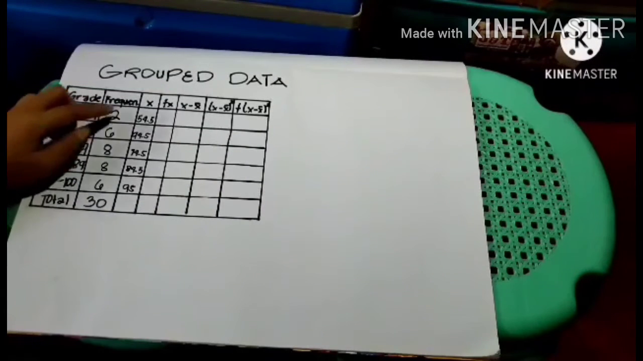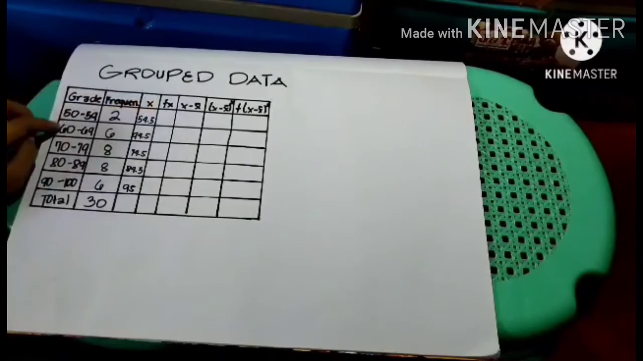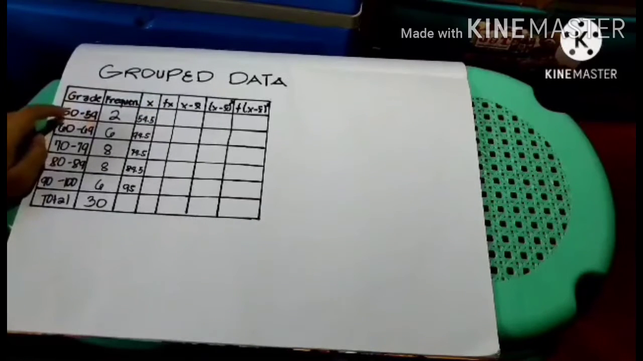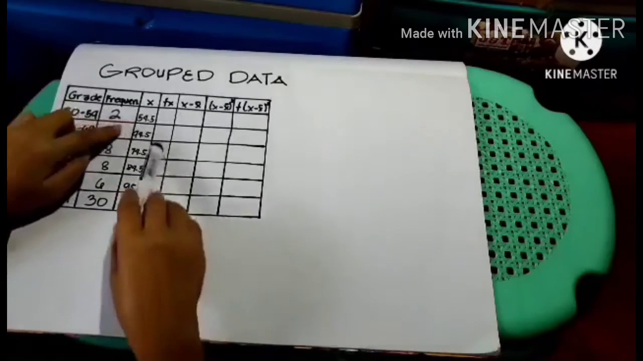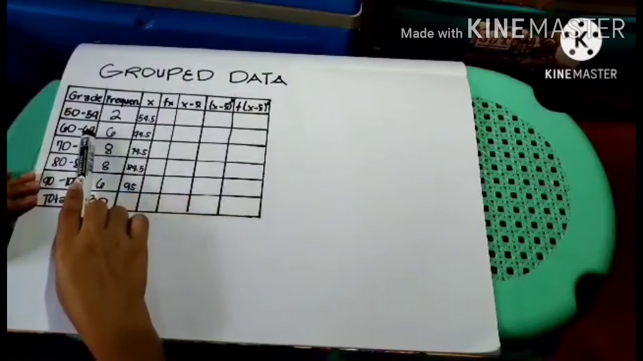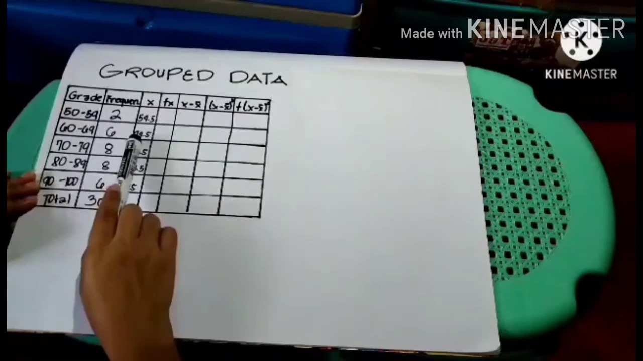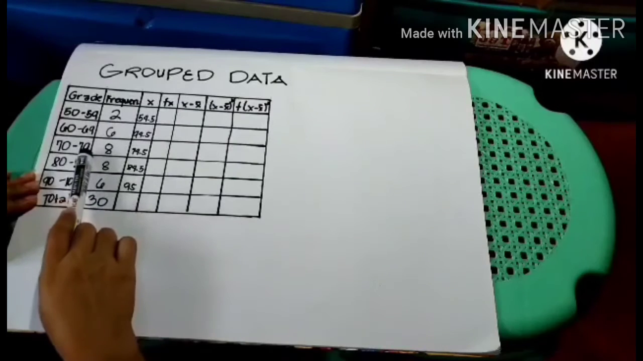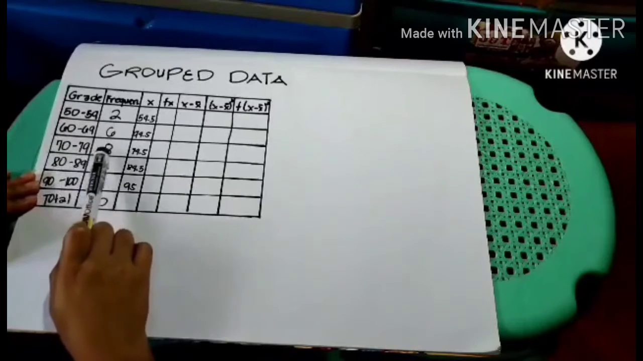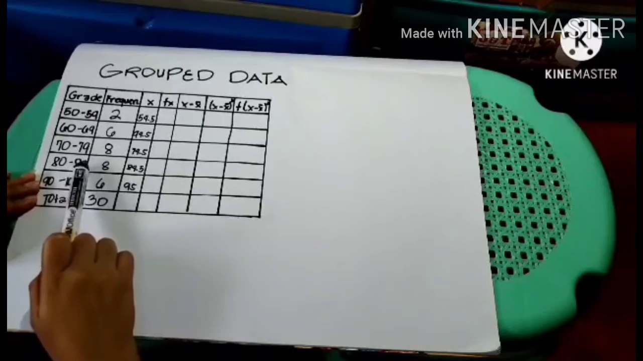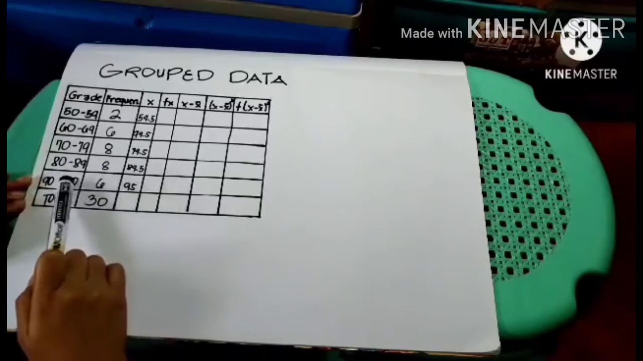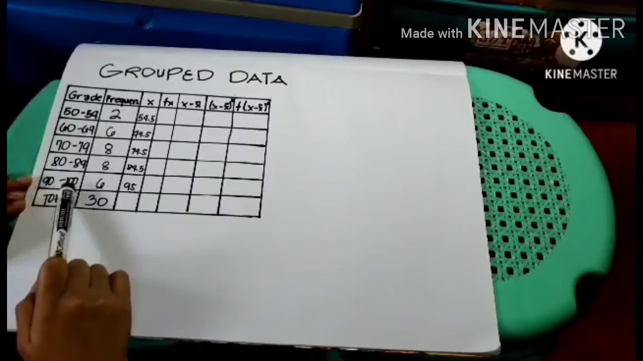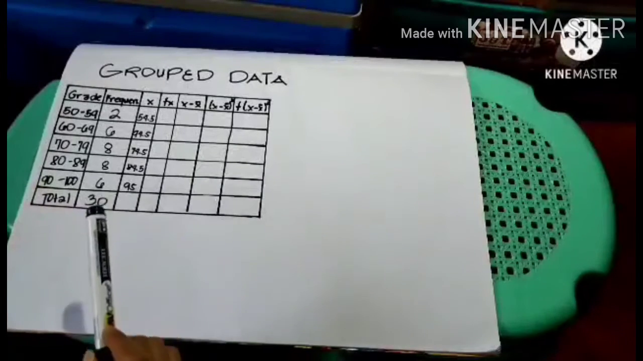Next is to get the x. We add the upper and lower grade limits and divide by 2. So 59 plus 50 divided by 2 is 54.5. 69 plus 60 divided by 2 is 64.5. 79 plus 70 divided by 2 is 74.5. 89 plus 80 divided by 2 is 84.5. And 100 plus 90 divided by 2 is equal to 95.